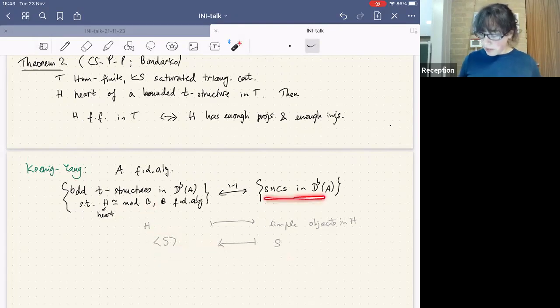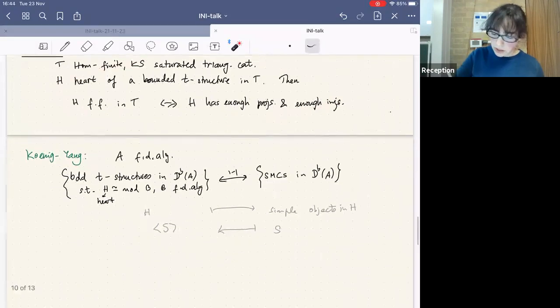So because we have a simple-minded collection, we can consider the extension closure. By this result, it is a module category, so it has enough projectives and injectives. And so by this result, at least when the algebra has finite global dimension, which is true in our case because we're working with a hereditary algebra, we can say that this extension closure is functorially finite in T. So, corollary.